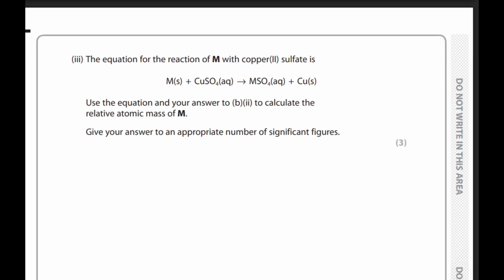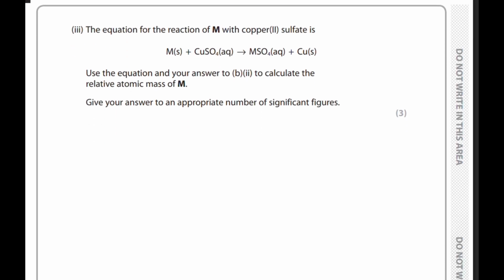Now, the next part of this question. The equation for the reaction of M with the copper sulfate is metal plus copper sulfate gives metal sulfate plus copper. Use the equation and your answer to B2 to calculate the relative atomic mass of M. Now, we have the mass of M, which we have calculated from the graph, that's 4.3 grams. Now we need to calculate the relative atomic mass of M. And for this we need the number of moles, and we don't have that. So we first calculate the number of moles of copper sulfate.